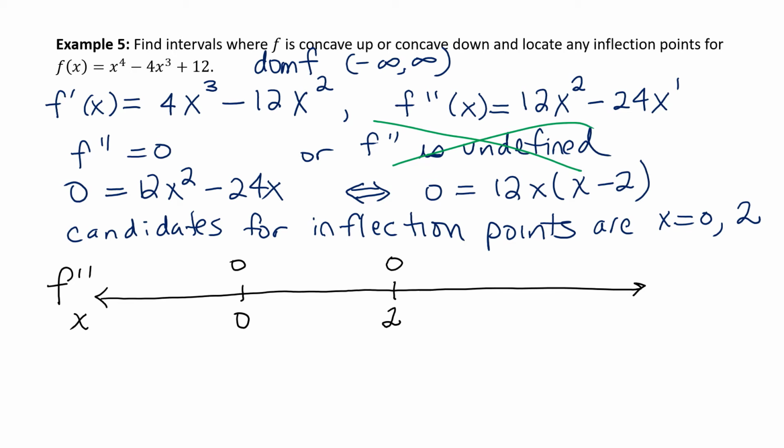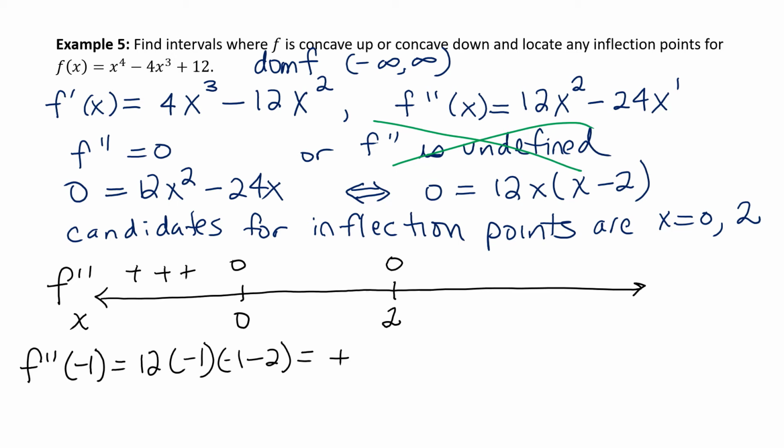Let's do -1. F double prime at -1, 12 times -1 times -1 minus 2. So I will multiply positive, negative, and negative. That turns out to be positive. The interval less than 0 for the second derivative would be positive. Now let's evaluate the second derivative at a number between 0 and 2.